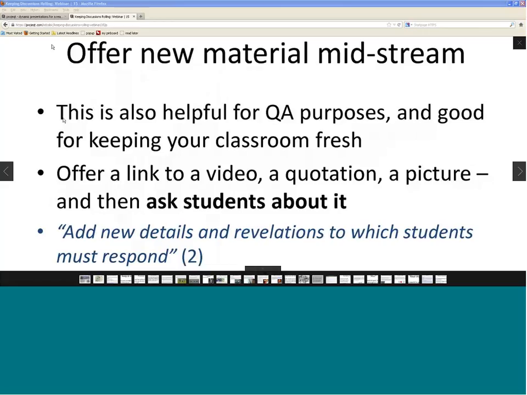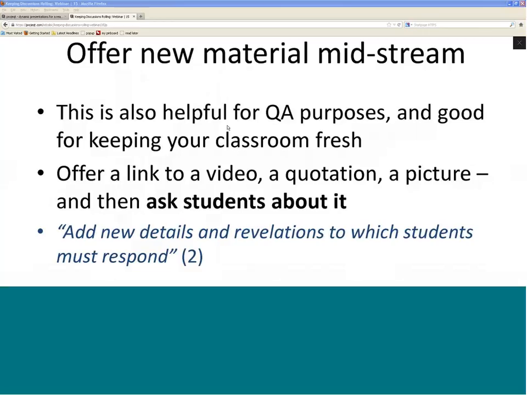Another idea is to offer new material midstream. And this is very much in keeping with the QA rubric. One of the categories is additional posts. And the best practice there is that the instructor regularly adds additional information and directs or redirects the discussion or appropriately closes it. So certainly a lot of times instructors will simply remind the students of the lessons in the last unit or something that they've already learned, or say, hey, what you said is a great point, and it reminds me of some other concept that you'd like them to tie together.